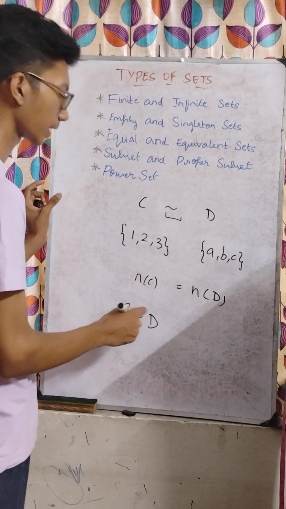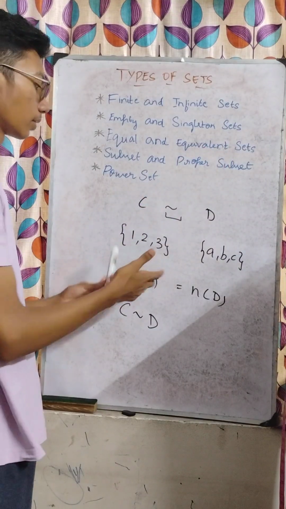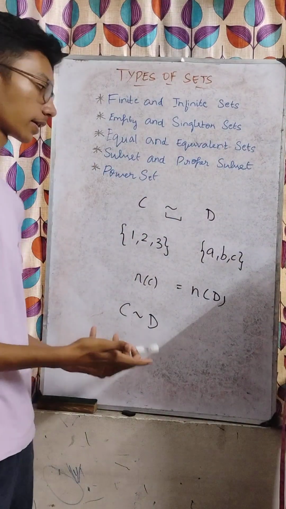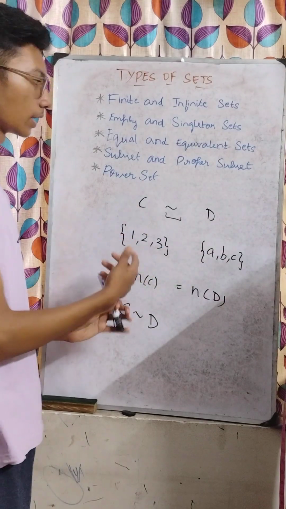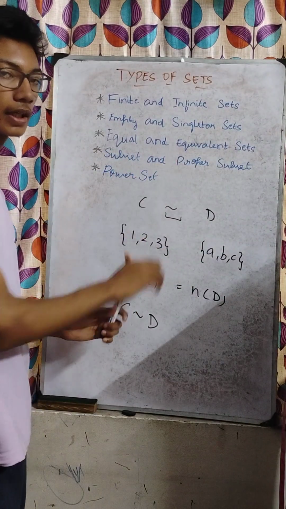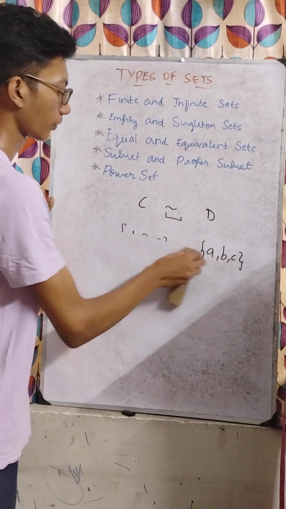So this is the symbol for equivalent set. Every equivalent set cannot be an equal set, because these two are equivalent sets, but they are not equal sets. But every equal set must be an equivalent set. So that's the case with this, and that's the difference between these two.